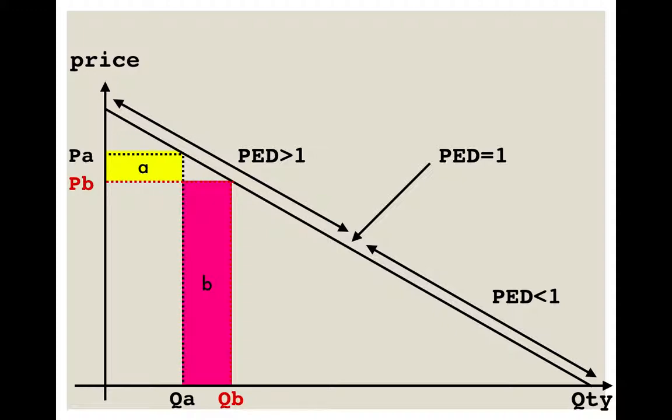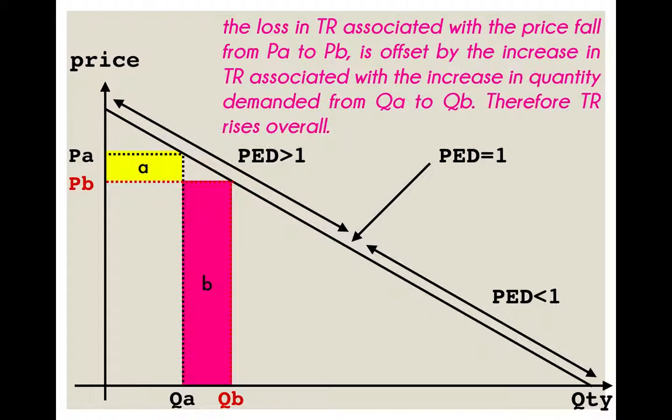Now, if you compare between area A and area B, clearly area B is bigger, which means that for this firm whose good has a price elastic demand, it enjoys an increase in total revenue after it lowers its prices. So what we say is that the loss in total revenue associated with the price fall from PA to PB is offset by the increase in total revenue associated with the increase in quantity demanded from QA to QB. So the net effect is that total revenue rises overall.